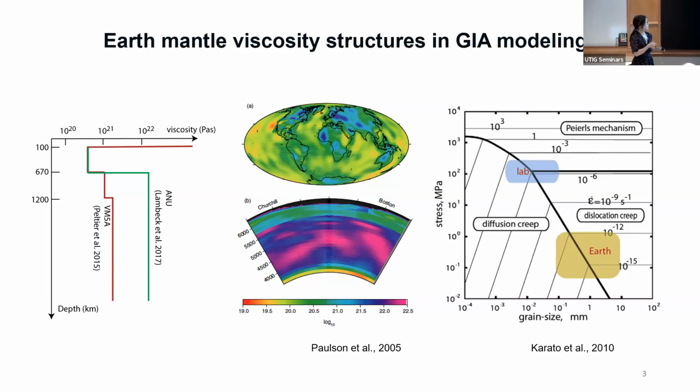Another aspect comes from the laboratory. They do experiments in lab conditions, but they extrapolate from the lab situation to the temperature and pressure conditions of the Earth. You can see that in the Earth's mantle, both diffusion creep, or linear creep, and dislocation creep, or non-linear creep, can occur under upper mantle conditions. So people also use linear or non-linear rheology in GIA models.